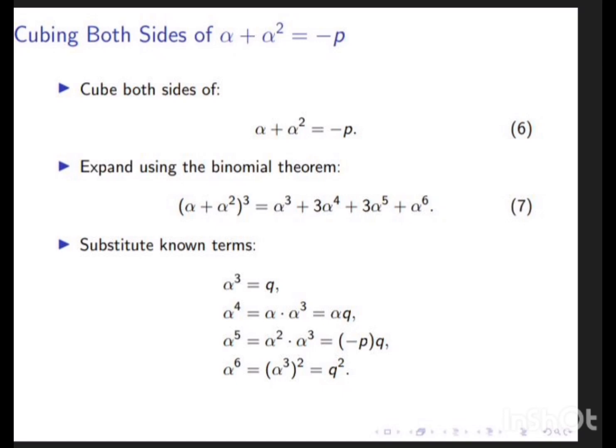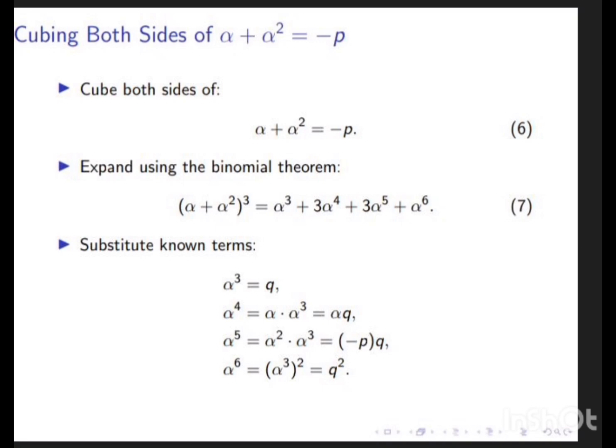Now, initially, we already know that alpha raised to power 3 is equal to q. If alpha raised to power 3 is equal to q, this implies that alpha raised to power 6 will be q raised to power 2. And alpha raised to power 5 will be alpha squared times alpha raised to power 3, which is minus p times q. Similarly, alpha raised to power 4 can be written as alpha times alpha cubed, which is alpha q.